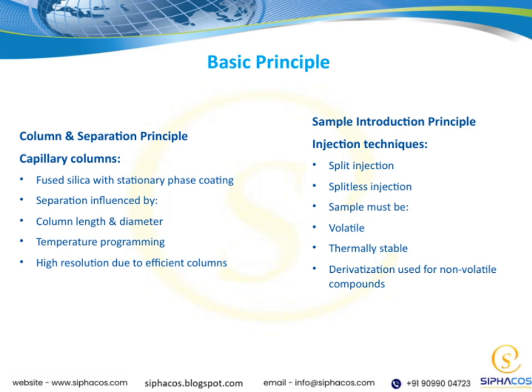Separation efficiency is influenced by several factors. The length and diameter of the column play significant roles. Longer columns generally improve resolution, while the diameter affects the flow and separation speed. Temperature programming is also crucial. By gradually increasing the temperature, we can optimize the separation of compounds with different volatility profiles. Finally, because capillary columns are highly efficient, they provide high resolution, allowing us to distinguish closely related compounds more effectively. This combination of column design and temperature control is what enables us to achieve precise and high-quality separations in our analyses.